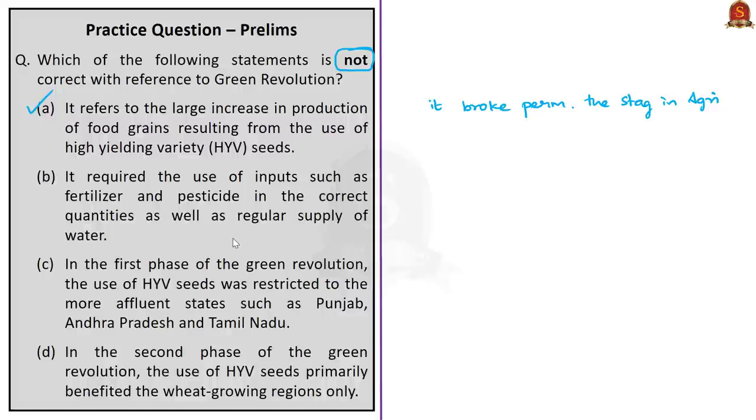See, both these statements are correct. See, the use of high-yield variety seeds, it required the use of fertilizer and pesticide in the correct quantities and also regular supply of water.